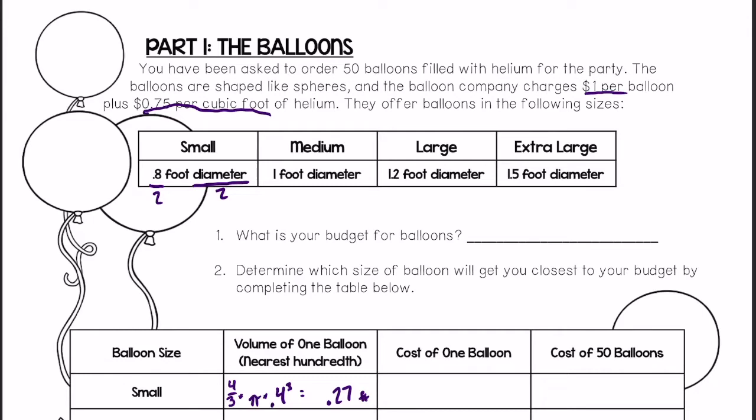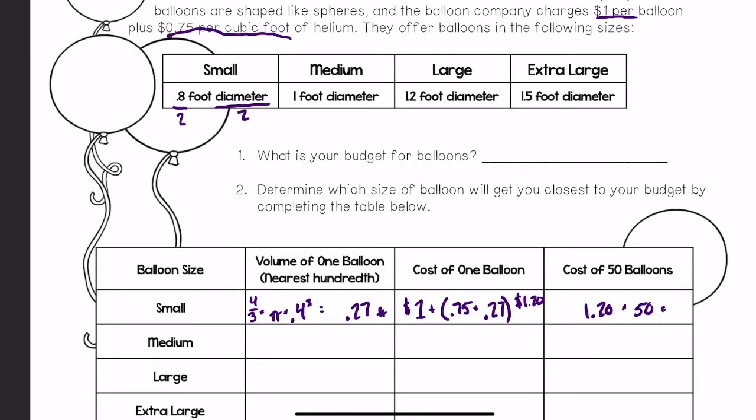So what we need to do here is obviously one balloon is going to cost $1. And then we need to add the 75 cents, but we have to multiply that 75 cents times our cubic feet, which was our volume, which is 0.27. So when we put this into the calculator, we're going to get one balloon costs $1.20. And then the cost of 50 balloons, all we have to do is 1.20 or 1.2 times 50. And that's going to give us how much it's going to cost for all the balloons.